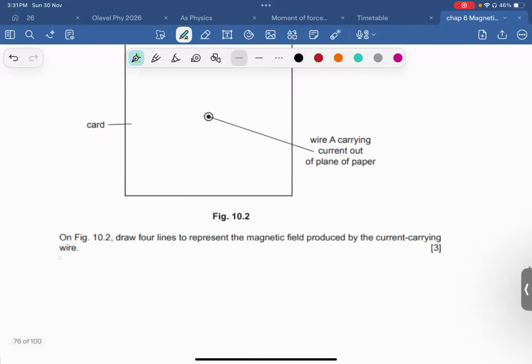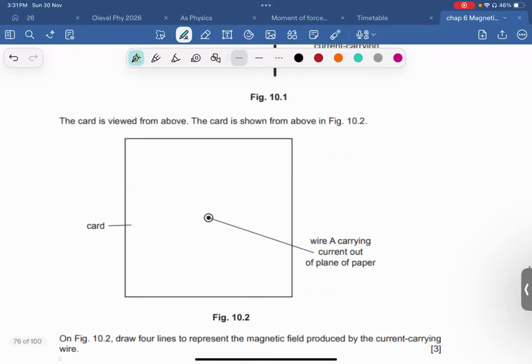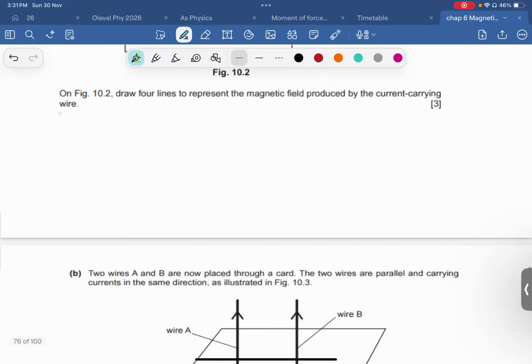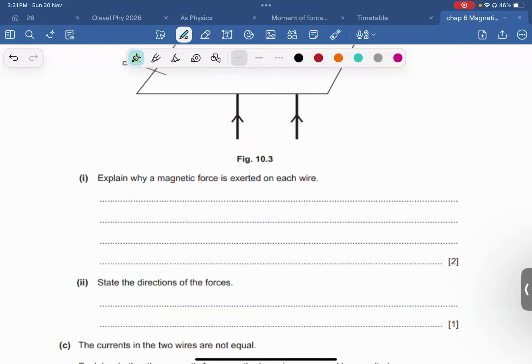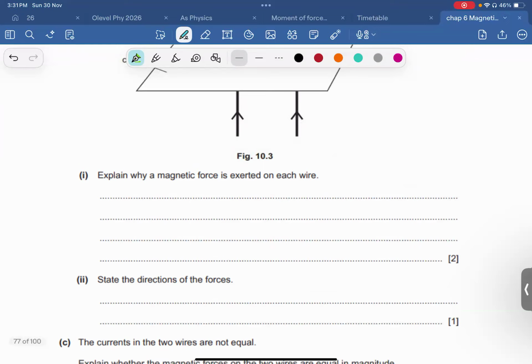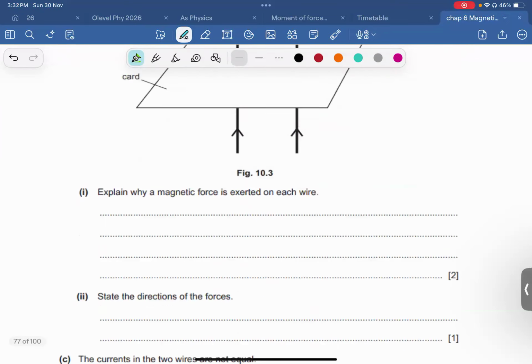Strategy. We tried this one. Okay, with the first wire, you have to draw the circle. With the second wire, you again have to draw the circle. Explain why there is a magnetic force exerted on each wire due to the magnetic field of the other wire. State the direction of the force. So it will be inward. It will be an attractive force, right?